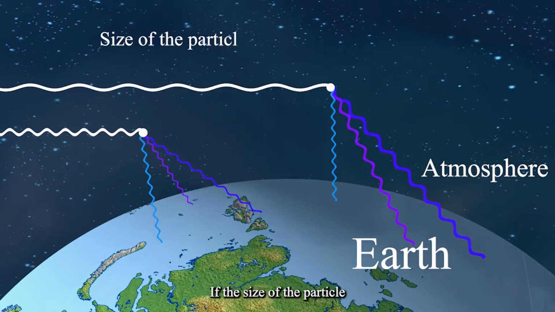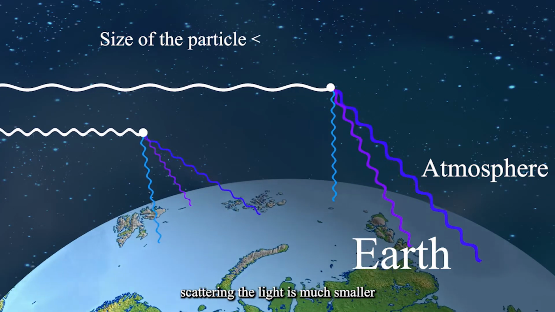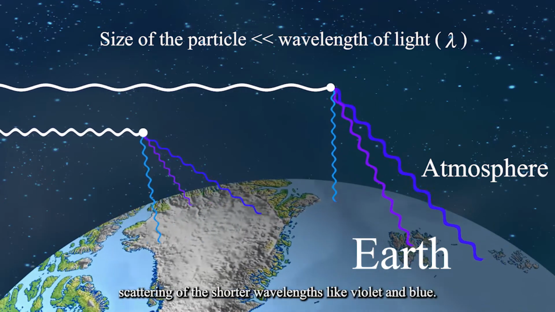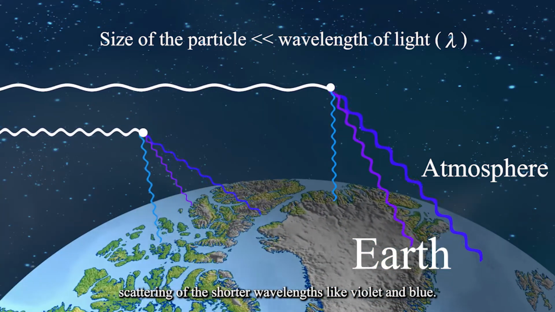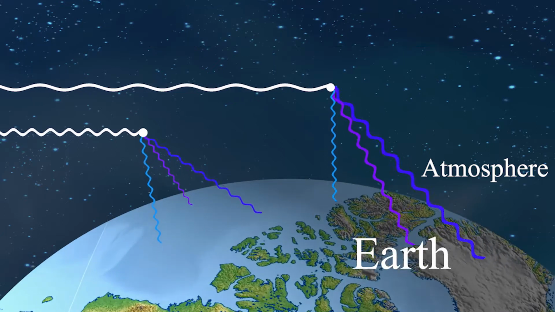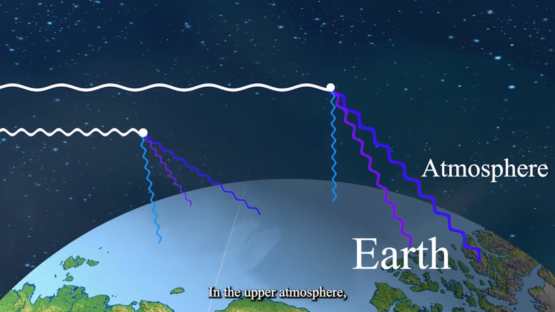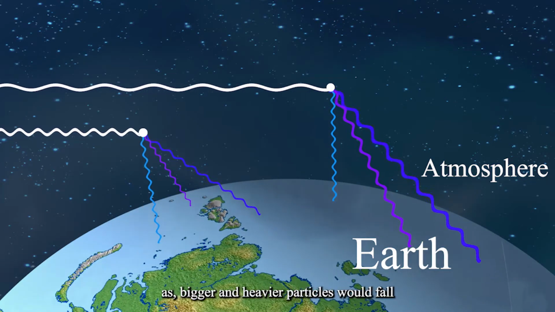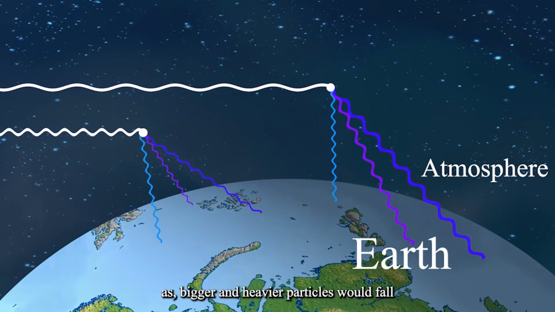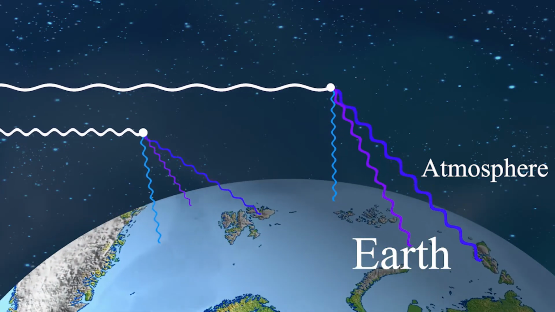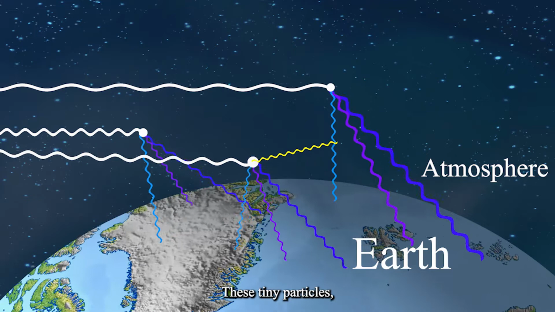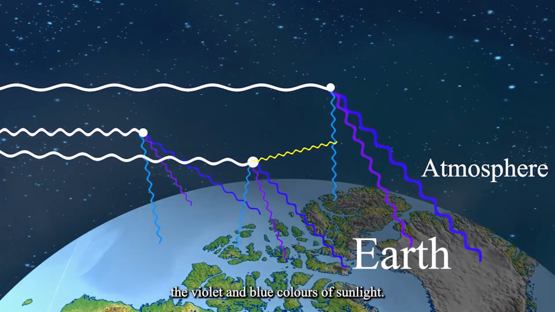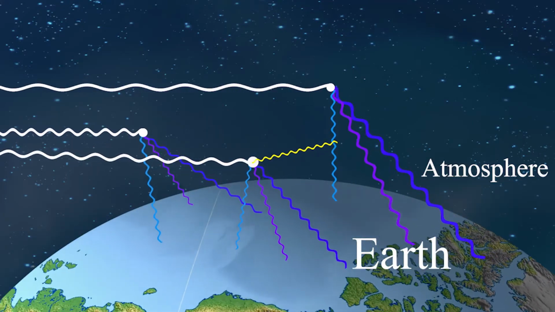If the size of the particle scattering the light is much smaller than the wavelength of incident light, then there is preferential scattering of the shorter wavelengths like violet and blue. In the upper atmosphere, the size of the dust particles is very small, as bigger and heavier particles would fall nearer to the surface of the earth. These tiny particles, along with gases present in the atmosphere, preferentially scatter the violet and blue colors of sunlight.